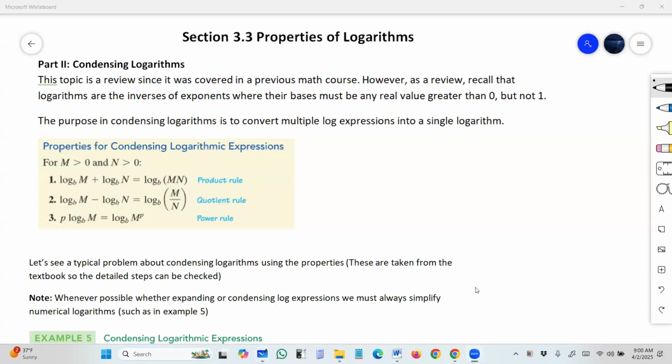Hi, hello everybody. So this is the video dealing with section 3.3, properties of logarithms, and this is the second part where we're going to condense the logs.